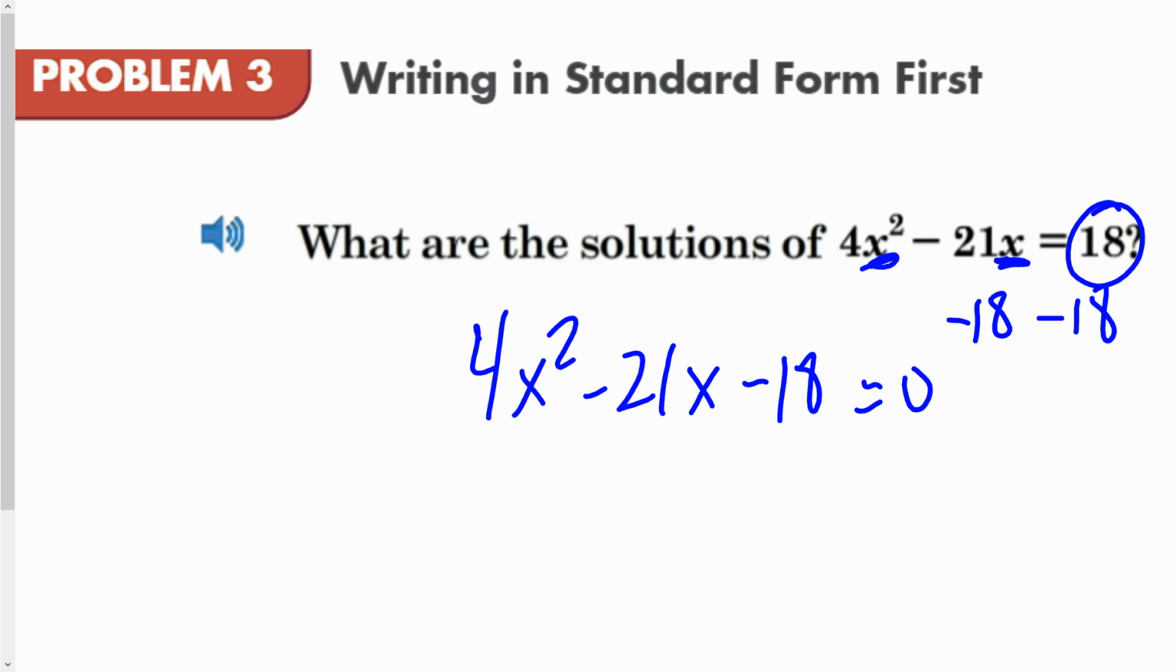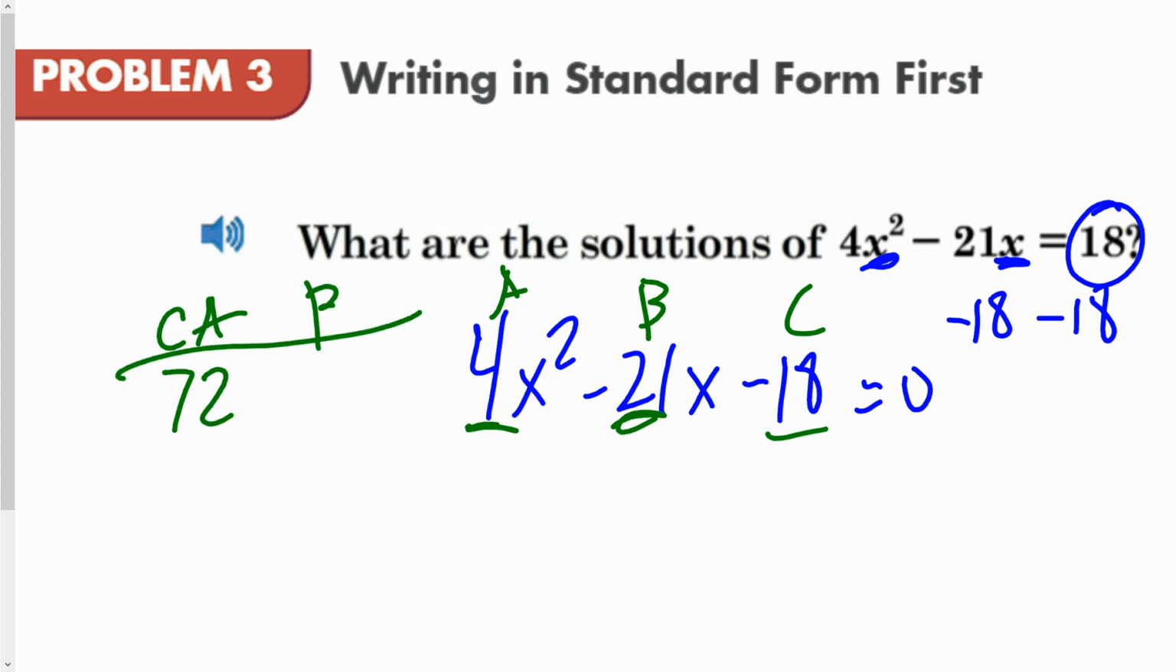So now that it equals 0, I can find my a, b, and c. And I always try to see if there's a common factor that I can factor out. Here, I can't, right? So then I go ahead and multiply my c times my a. So 4 times 18 is close to 4 times 20, which is 80, so 72. But you can do it on a calculator.